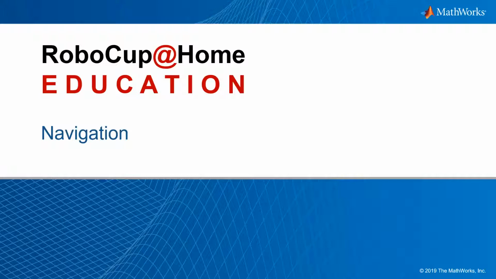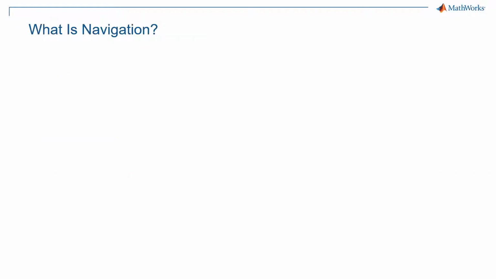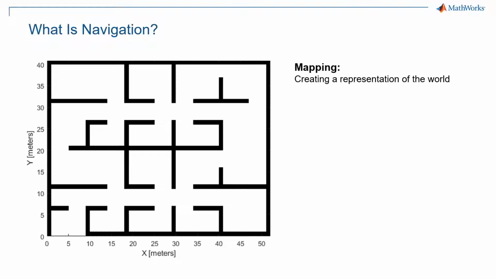In this video, we'll be talking about navigation. Let's start by talking about what is navigation. So typically you start with a map, which is going to be a representation of your world. This task of mapping will usually generate either a 2D or a 3D map like the one you see here, which is known as an occupancy map. So this is a set of discrete cells that either tell you whether the space is free or it's occupied, like if it's a wall or an obstacle.